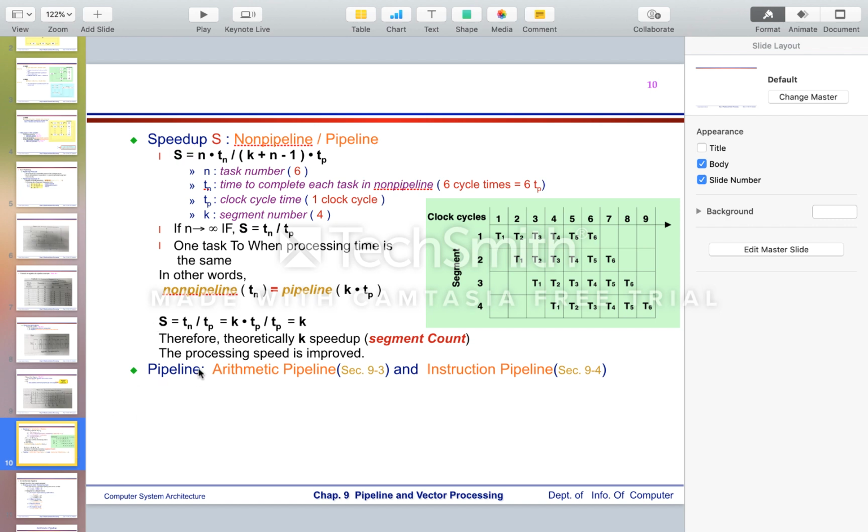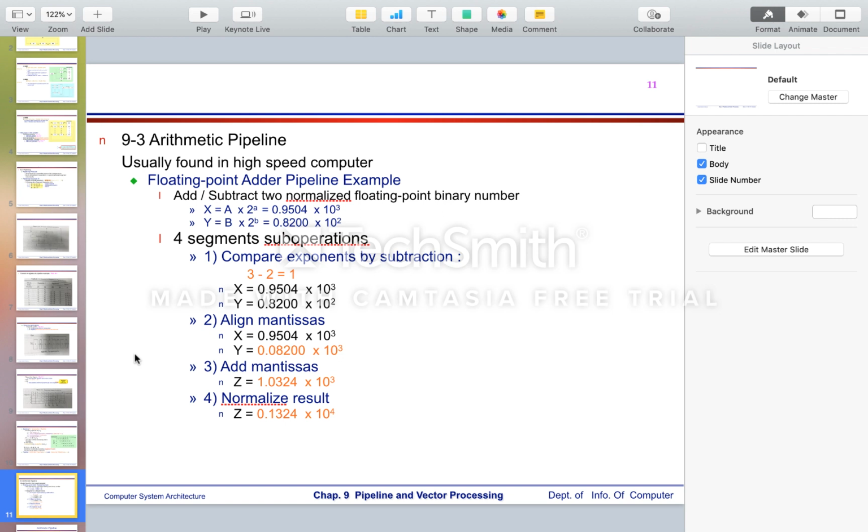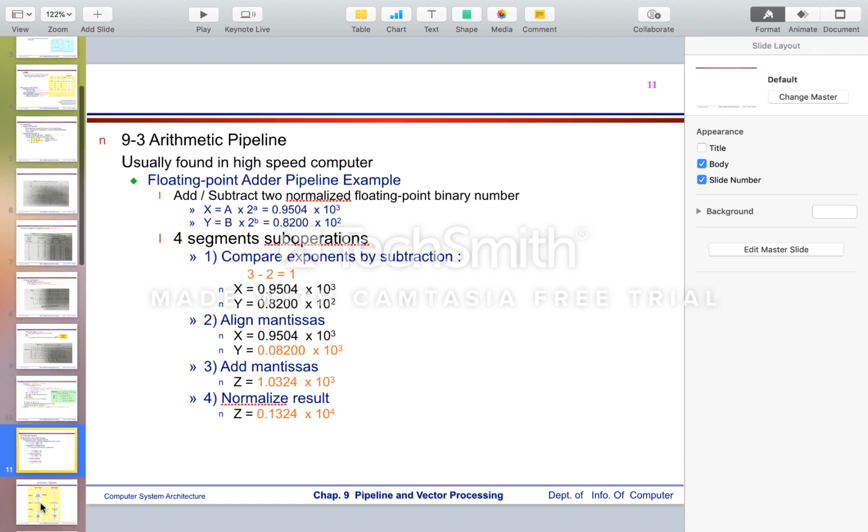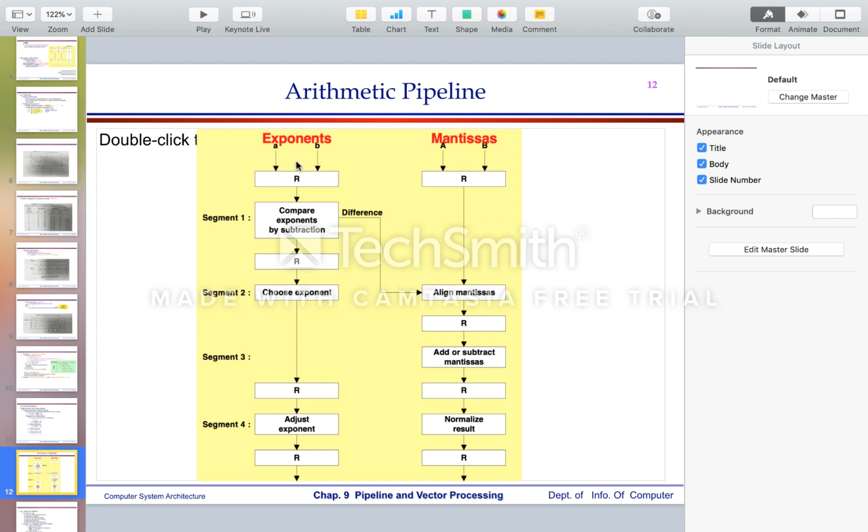Then we considered one type of pipelining, which is arithmetic pipelining. In the next lecture you will study instruction pipelining. In arithmetic pipelining we considered how we can achieve pipelining for floating point addition and subtraction. To construct the pipelining you should have segments, and we had 4 segments in this: compare the exponents, align the mantissas, add the mantissas, and normalize the result. Then you should be able to construct this.